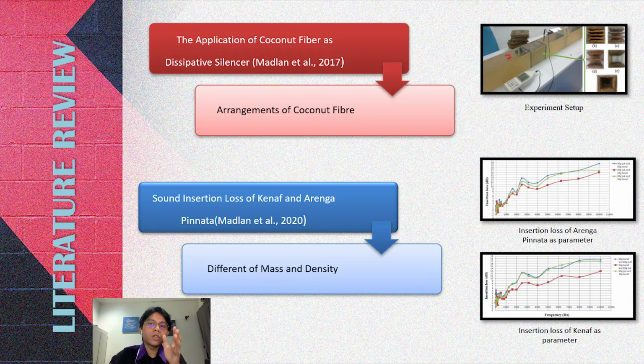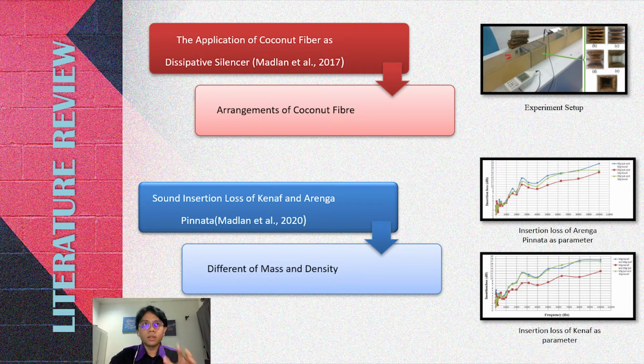The experiment was conducted with different mass and density of the natural fiber. The figures show the insertion loss of Arenga Pinnata and Kenaf as parameters, and it states that those two natural fibers are good sound absorptive materials.